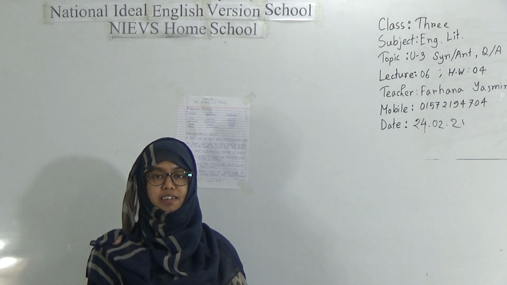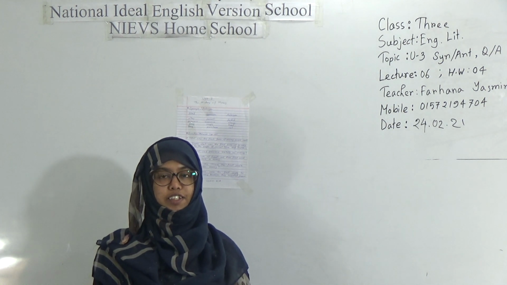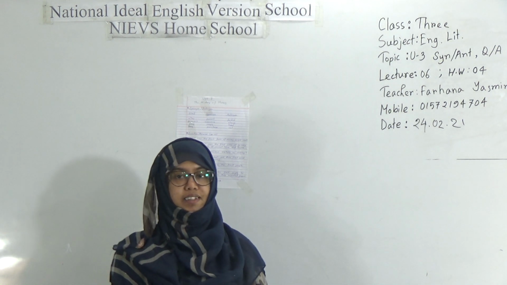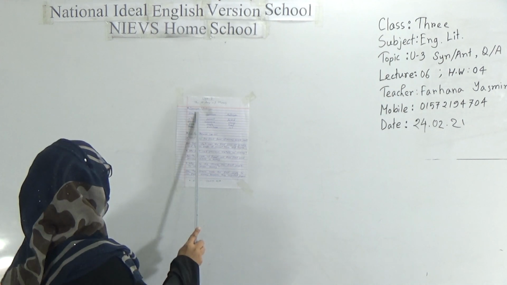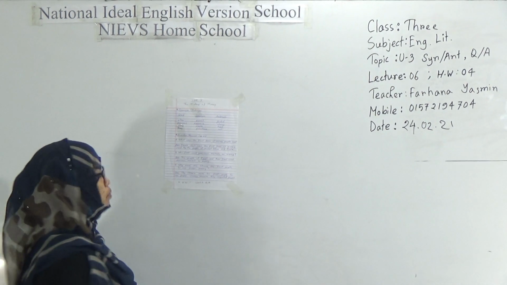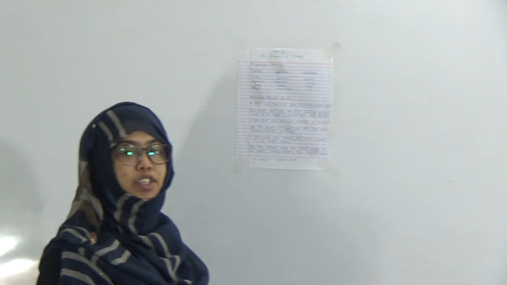Now I am going to take an English literature class for class 3. Our today's topic is Unit 3, the history of money. This story is from the Buzzword book. We will do the synonym, antonym and question answer from this unit today.